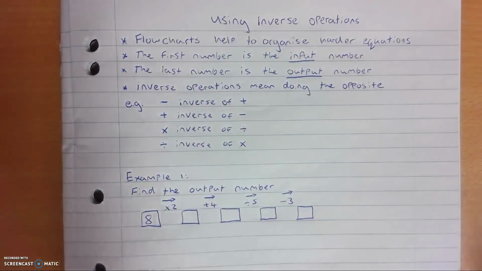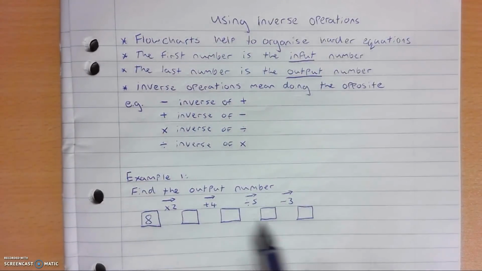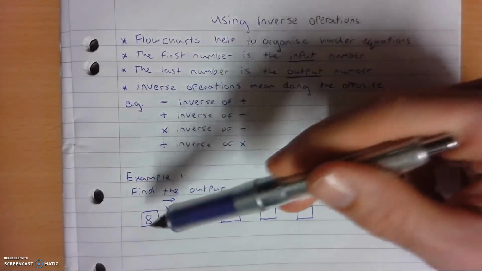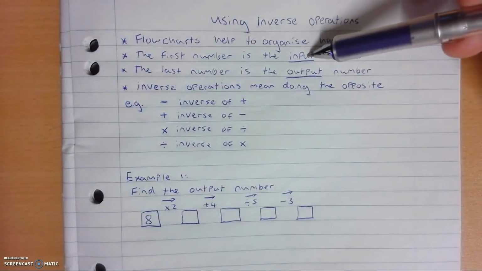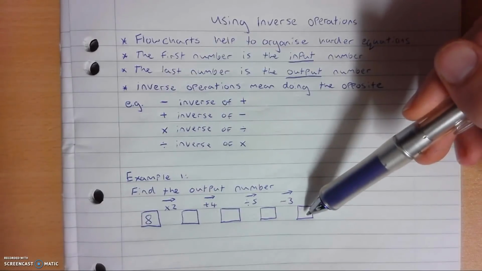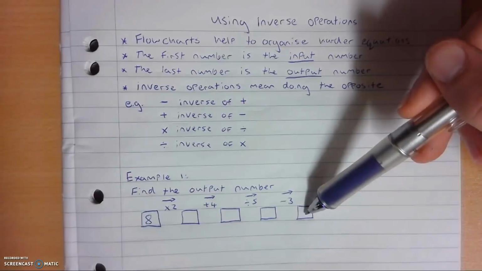Yeah, so in this video, we're going to go over using flowcharts and inverse operations. All right. So flowcharts, which look something like this down the bottom, can be used to help us organize some harder level of equations. So the first number that starts in that flowchart there, in the first box, is called the input number, and the last number that finishes that flowchart is what we call the output number.